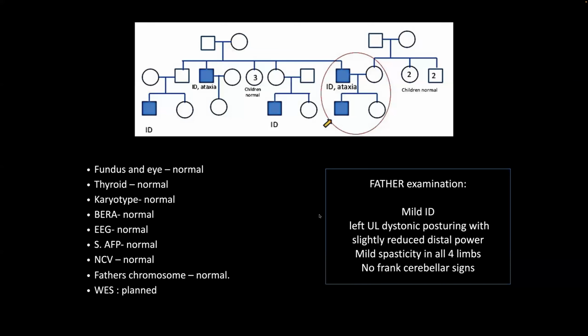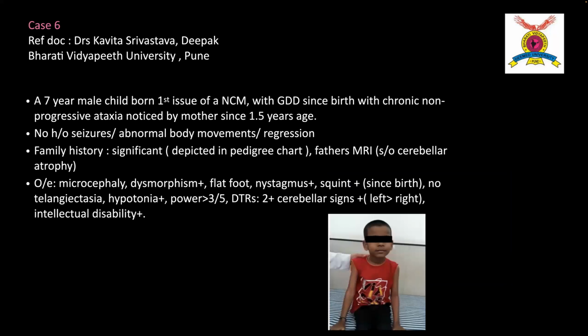His father was examined, who has spasticity in all four limbs, but there are no frank cerebellar signs now in the father. He has left upper limb dystonic posturing and slightly reduced distal power. And this child was investigated outside before coming to us; fundus and eye examination is normal, thyroid function tests were normal, and karyotyping, EEG, BERA, serum AFP, NCV, EMG are all normal.